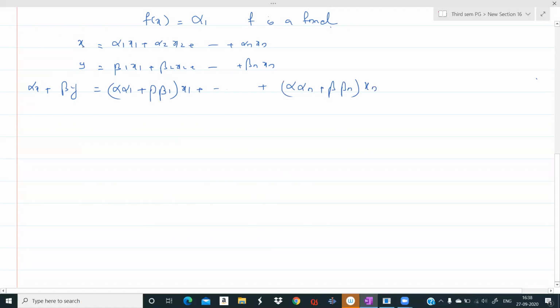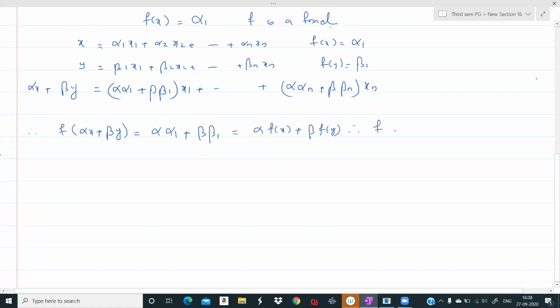See, with this definition, f of x is the coefficient of x1, that is alpha 1. f of y is the coefficient of x1, that is beta 1. Therefore f of alpha x plus beta y is also the coefficient of x1, that is alpha alpha 1 plus beta beta 1, that is alpha f of x plus beta f of y. Therefore f is linear. Thus we have defined a linear functional. This f that we have now defined is a linear functional.